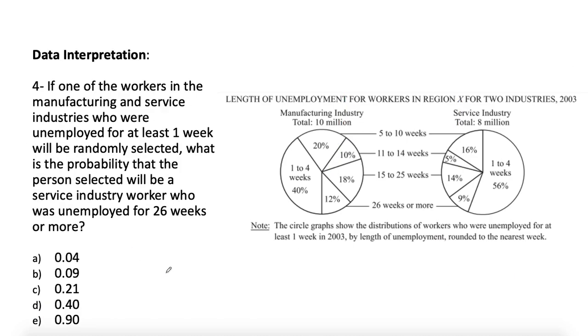This question is about workers in the manufacturing and service industry who are unemployed for at least 1 week. As the note says, all of these are unemployed for at least 1 week, so the total sample size will be 10 plus 8, which is 18 million. The question asks for the probability that the person selected will be from the service industry who was unemployed for 26 weeks or more. That is 9%.